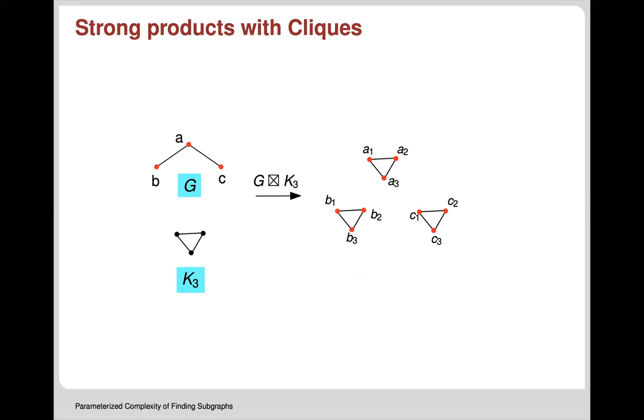those cliques. So in this case, I have an edge between A and B, so I add all the edges between the clique which corresponds to A and the one for B, and similarly I have an edge between A and C, so I do the same. So this is an easier way to look at it when you do strong products with cliques.